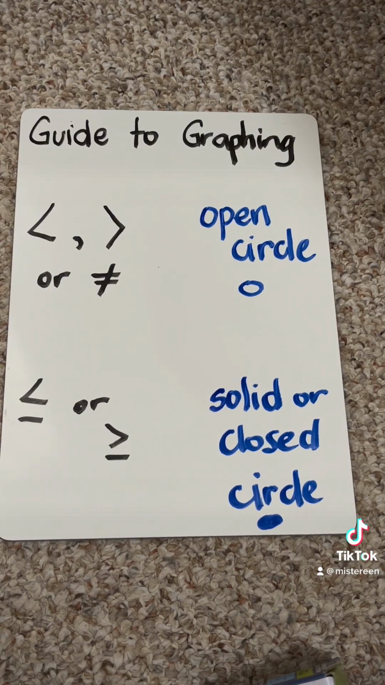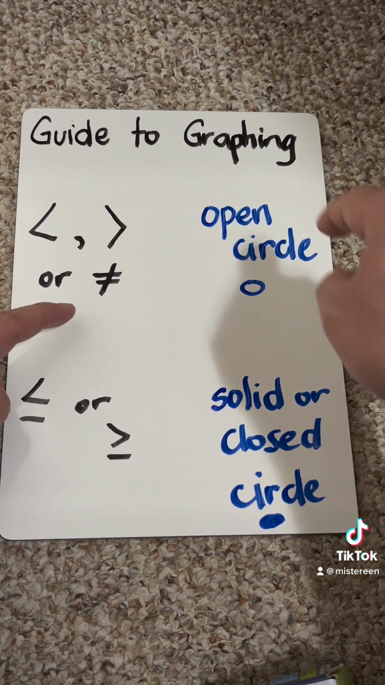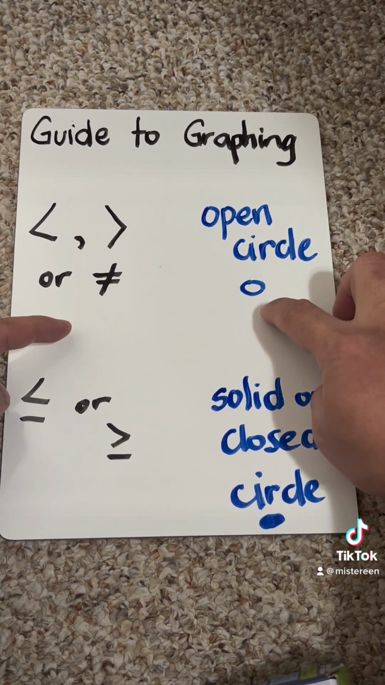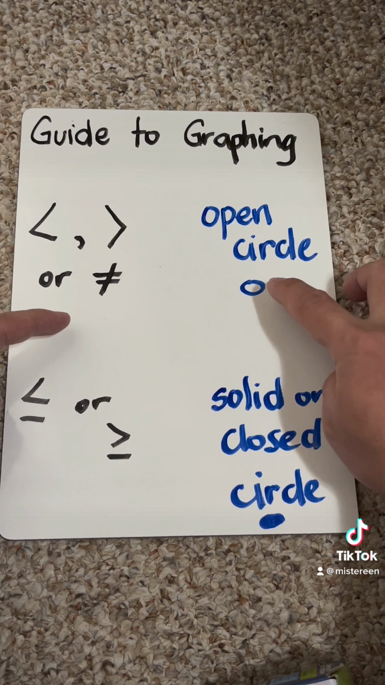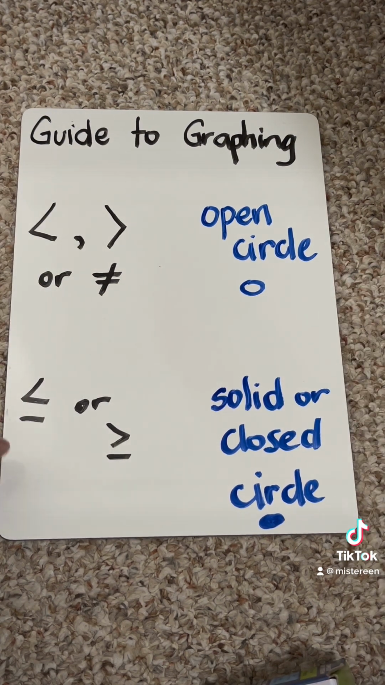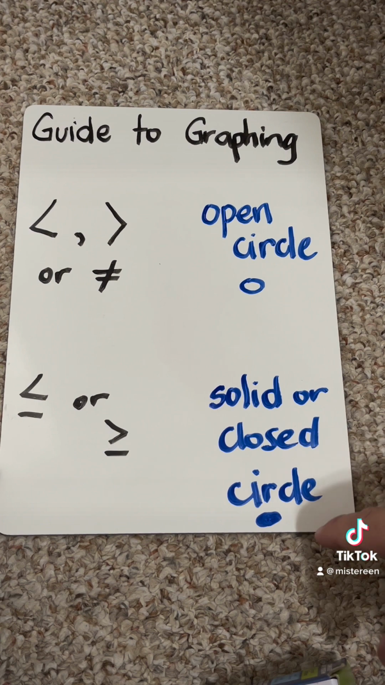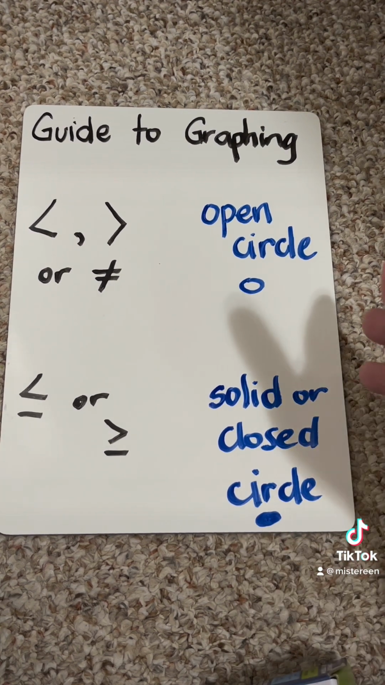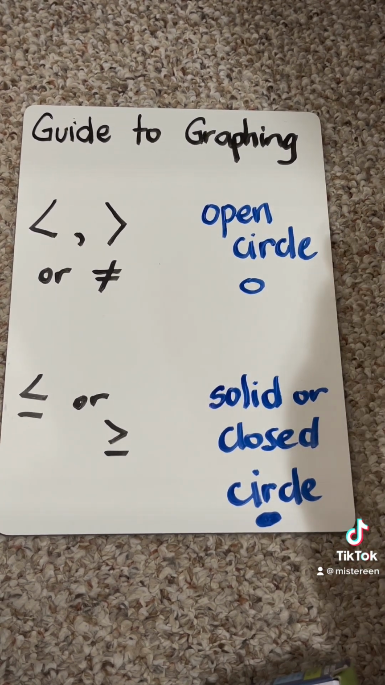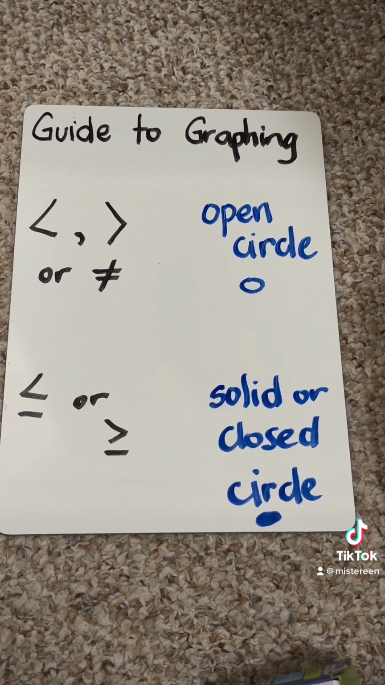Now, in graphing inequalities, you need this guide. If you use less than, greater than, or the not equal symbol, you should use an open circle on your graph. But if you're using less than or equal to, or greater than or equal to, see these lines under, on your graph you should use the solid or closed circle. So make sure you remember this guide to graphing. Now let's proceed to examples.